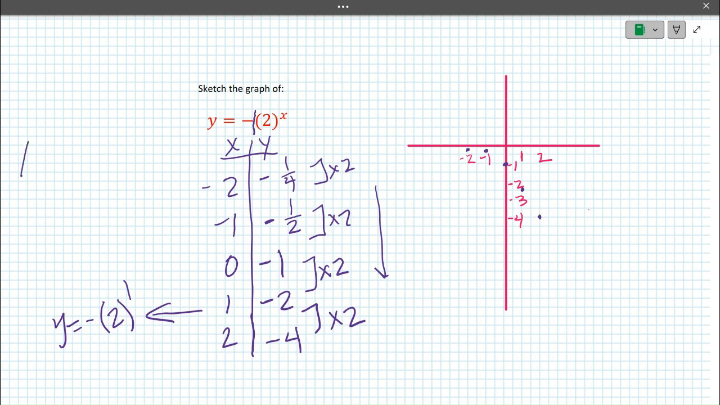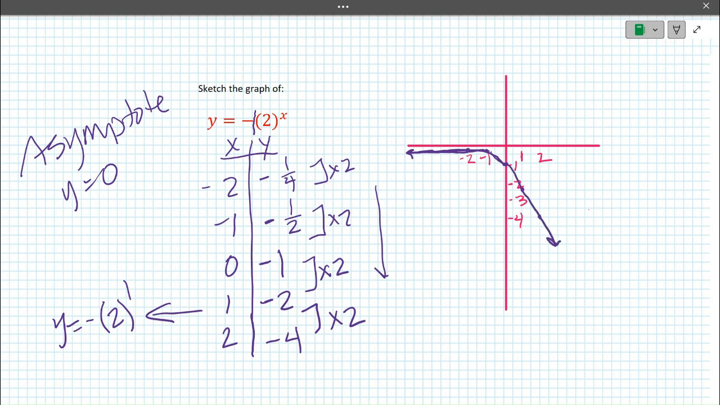So our asymptote for this graph is still y equals 0. So our graph is going to come like this. It's going to get closer to the x-axis. It's not a very good closeness. And then it's going to come down and curve through these points like so.